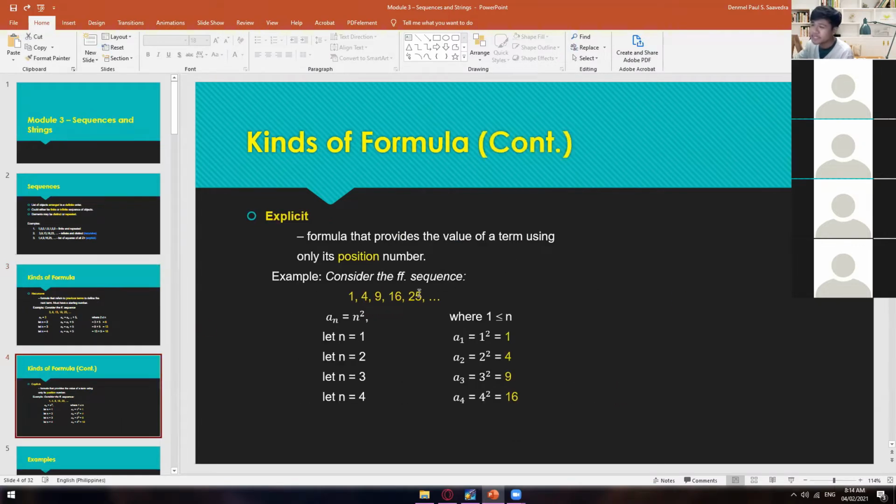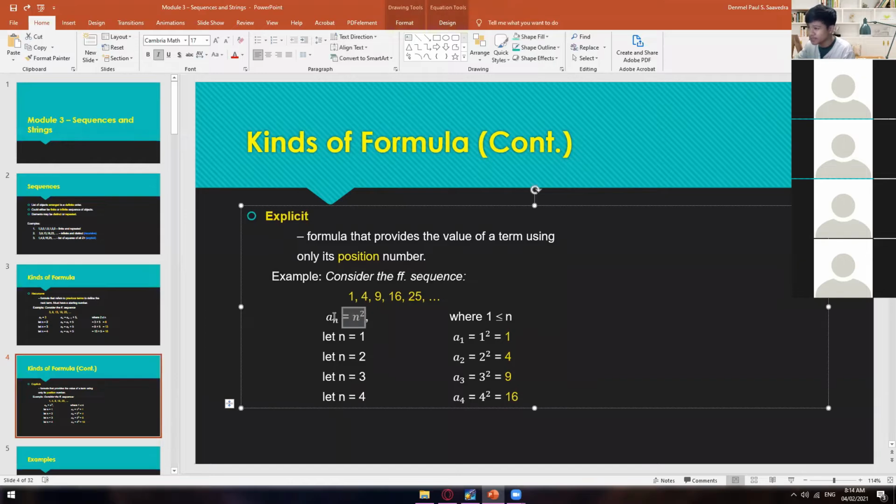All right. Next one is explicit. This one is a formula that provides the value of a term using only its position number. So you don't need to know the past terms, what the patterns are, and so on and so forth. In here, the formula is already given. As long as you know the formula, which is, for example, this one, n squared, and then you know the range, the starting up to the end.